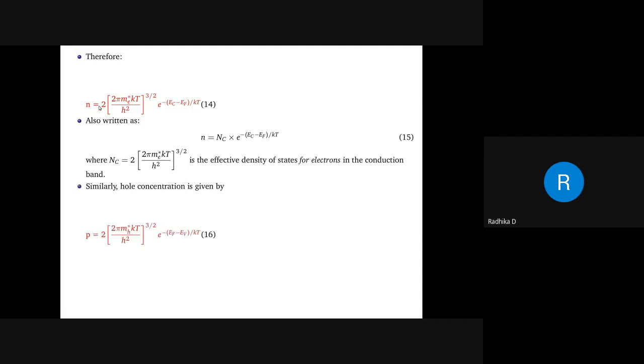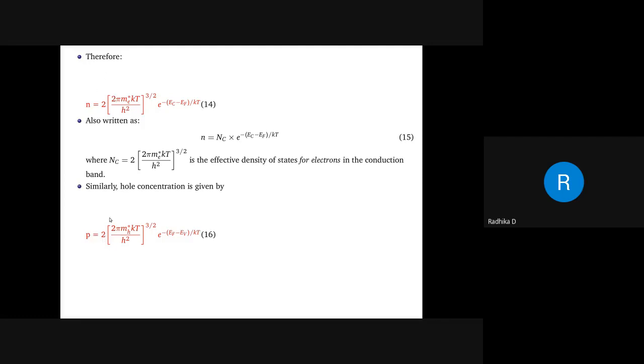If I do a similar process for the holes in the valence band, I will get this expression. What has happened here? It is similar, but instead of n, I am writing it as p. There is a simple reason to take n and p. N because electrons are negative charge, so n stands for negative. P because holes are positive charge, so p stands for positive. So instead of n, it becomes p.